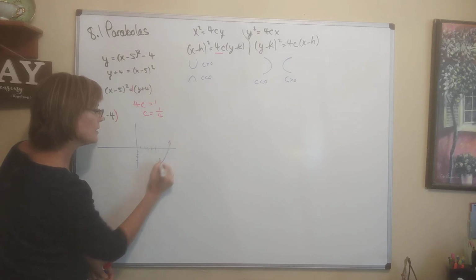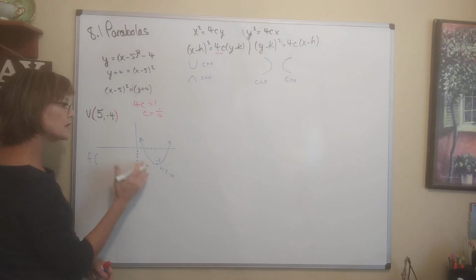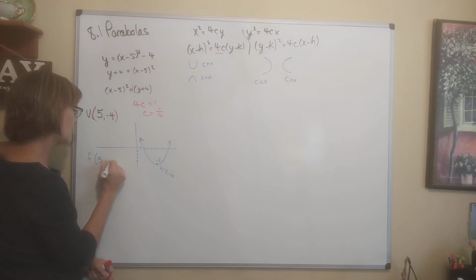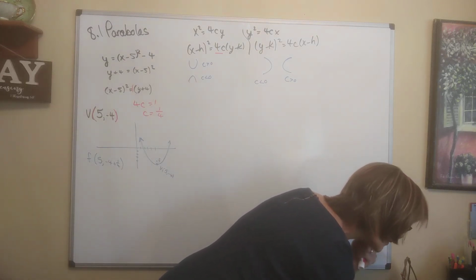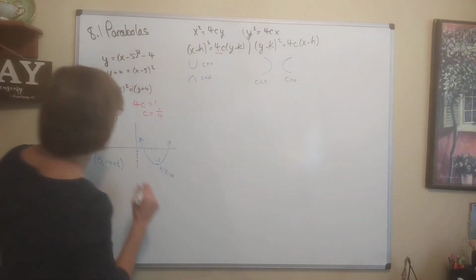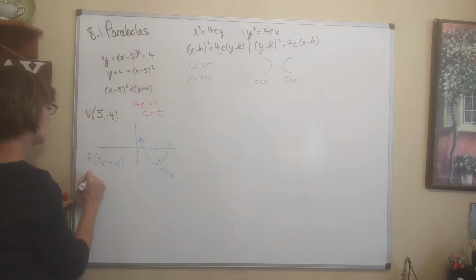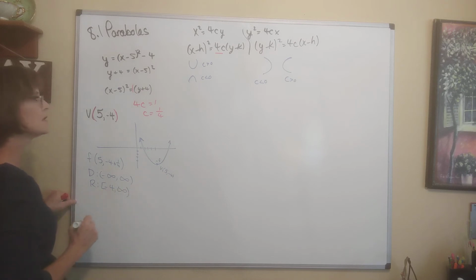You don't have to have it in the exact right shape, you just have to have it facing the right direction. The focus has the coordinates 5, and it went up 1/4: -4 plus 1/4. And what else did they ask me for? They didn't ask for the directrix this time. They wanted the vertex, the focus, the domain, and range. So the domain is the x's, negative infinity to positive infinity. The range are the y's. The lowest point is -4 and the highest point is infinity, just like that.